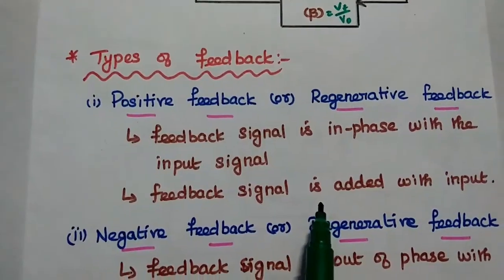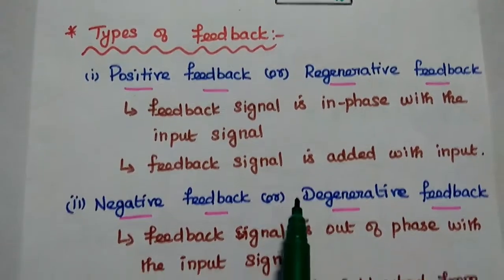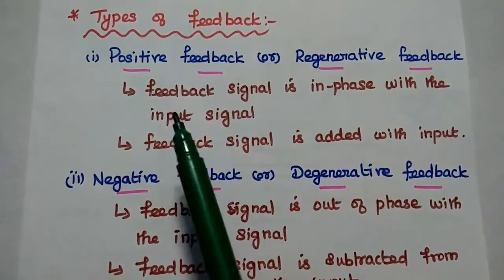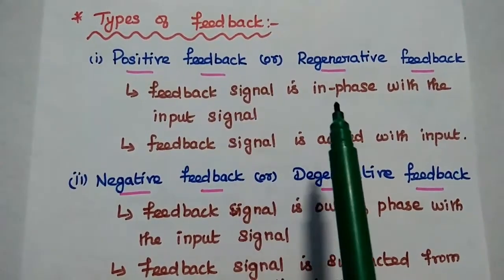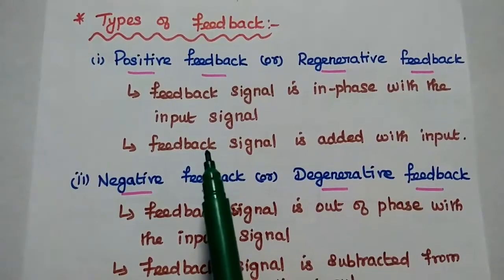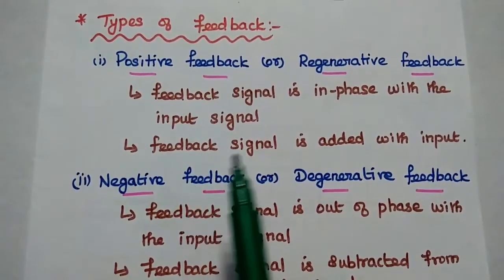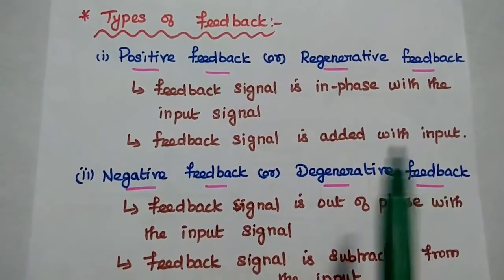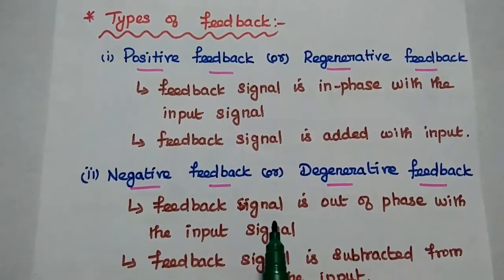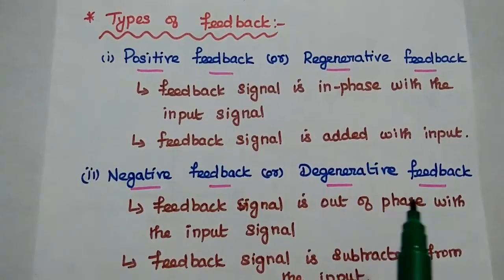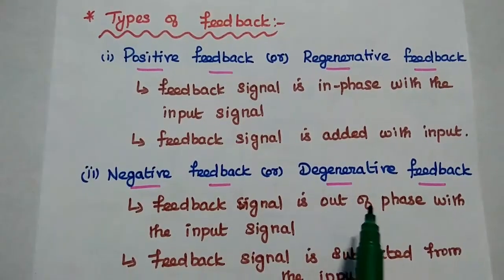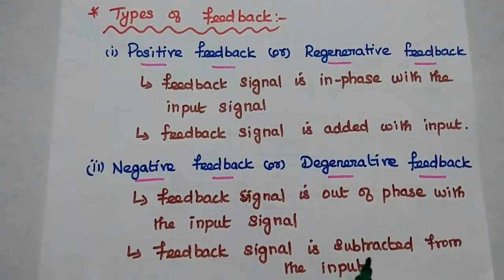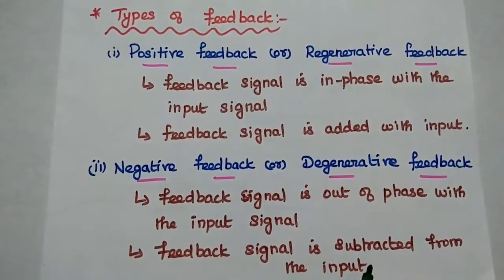Positive feedback or regenerative feedback, and negative feedback or degenerative feedback system. In positive feedback, the feedback signal is in phase with the input signal, so the feedback signal is added with the input to get the desired output. In negative feedback, the feedback signal is out of phase with the input signal. Here the feedback signal is subtracted from the input signal.